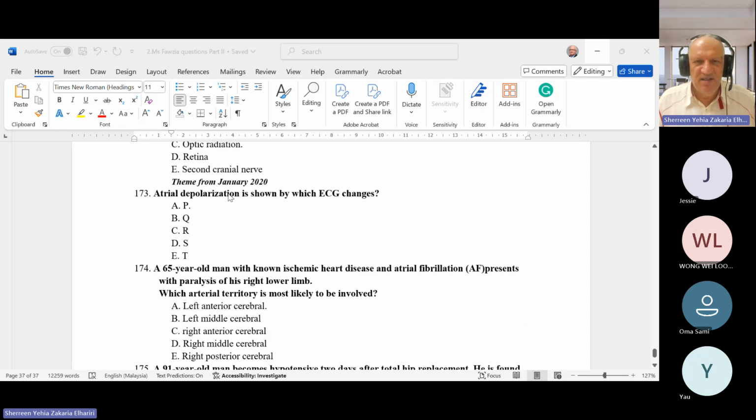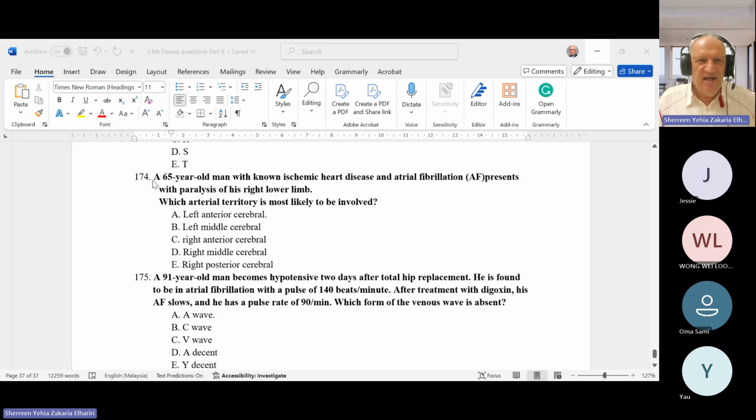Of course, in exams, they don't write it like this. They make a scenario, and after that, they ask about this. A 65-year-old man with no ischemic heart disease presented with paralysis of his right lower limb. Which arterial tributary is most likely to be involved? You know that in the brain, the body is represented upside down. So the head is down, the leg is up.